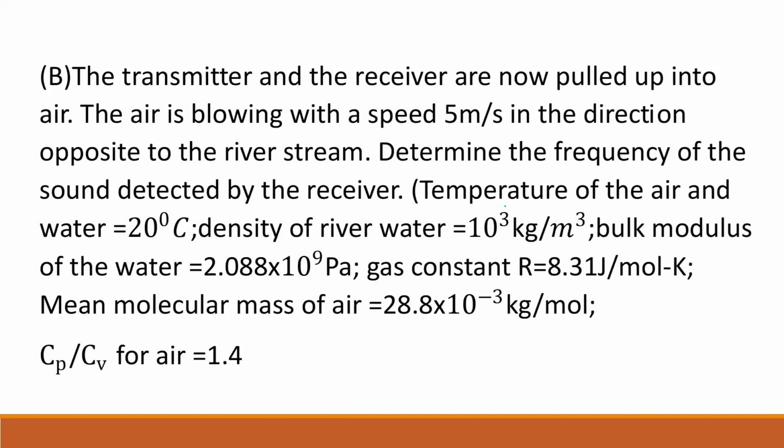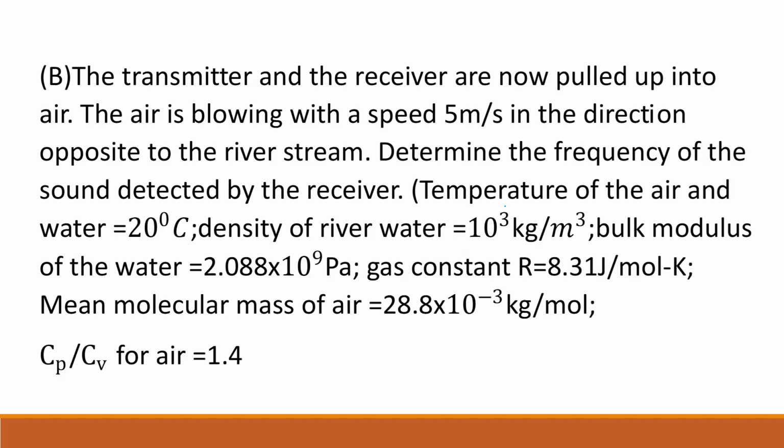Second part. The transmitter and receiver are now pulled up into air. The air is blowing with a speed of 5 meter per second in the direction opposite to the river stream. So the condition is air is blowing with a speed of 5 meter per second in the direction opposite to the river stream. Determine the frequency of the sound detected by the receiver.